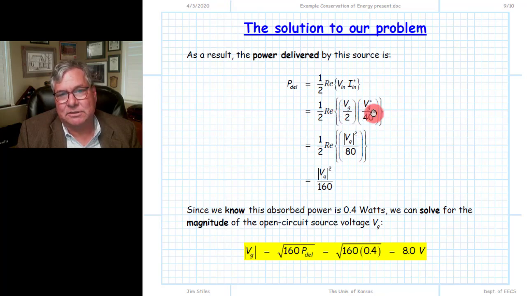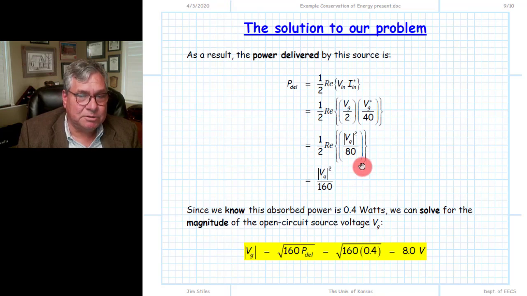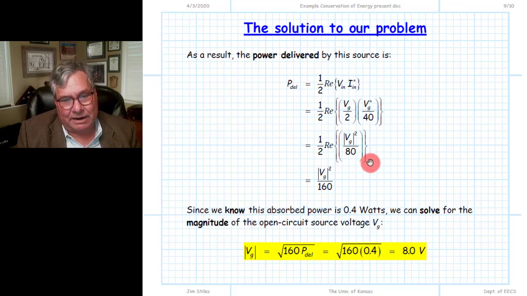Of course, Vg times its complex conjugate is the magnitude squared of that open circuit voltage. We take the real part, the magnitude, of course, squared is a real value, and 80 is a real value. So the real part of this is simply the magnitude of Vg squared, divided by 80. So multiply that by 1/2, and we get this result. The power delivered in terms of the magnitude of Vg, not in terms of Vg, in terms of its magnitude.